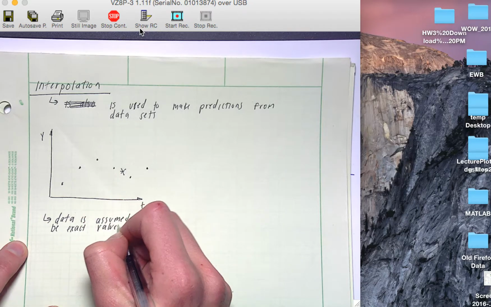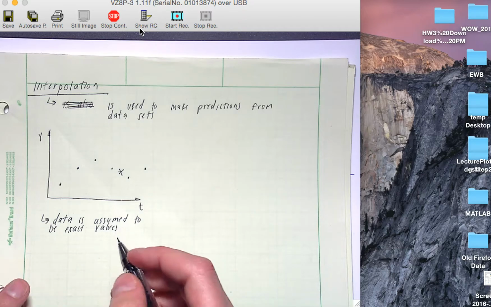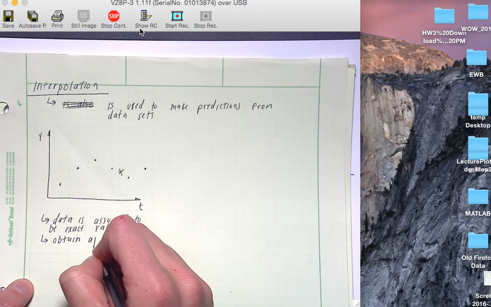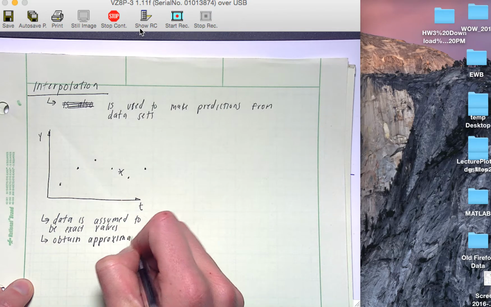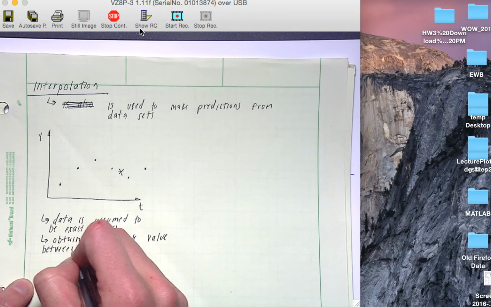It doesn't really make sense to interpolate unless the data that was originally collected is assumed to be exact or accurate data that can then be used to predict something in between. So, for example, sometimes if you're collecting data in time, it wouldn't make sense to interpolate between times. But if there's an obvious trend in the data, then it would make sense to interpolate it. And so it's typically used to obtain an approximate value between data points.